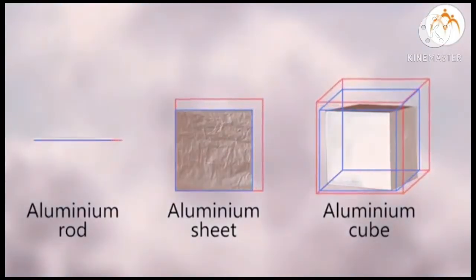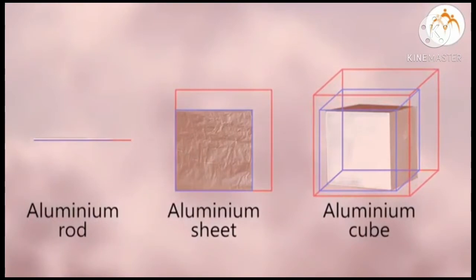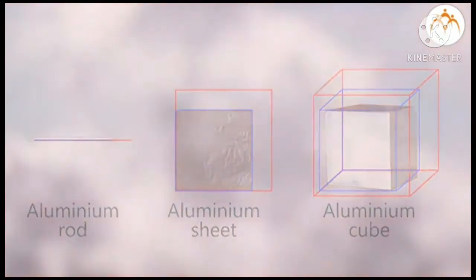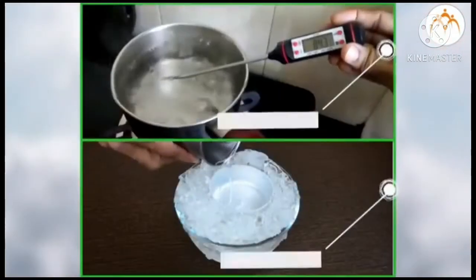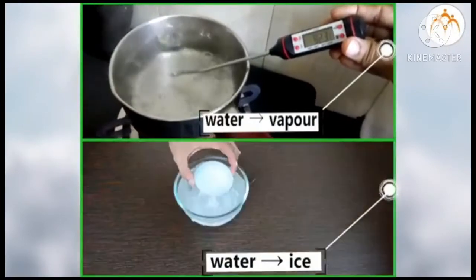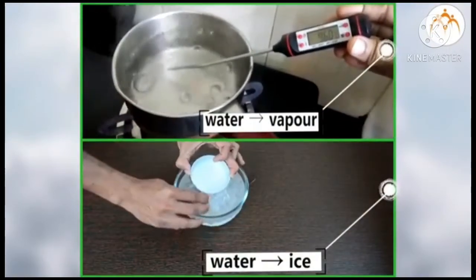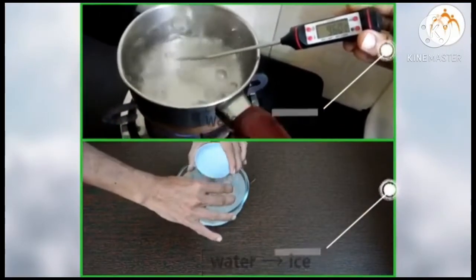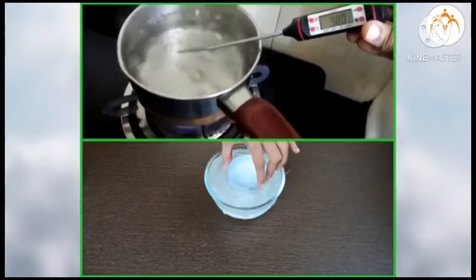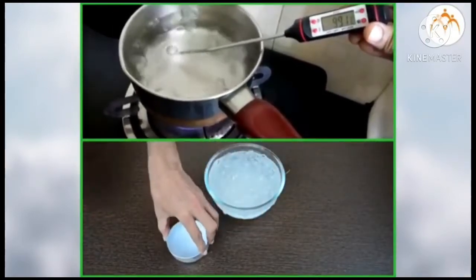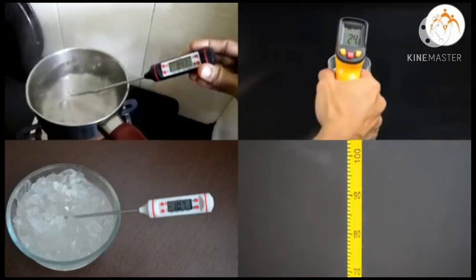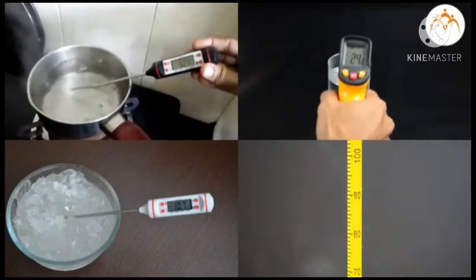Substances respond by change in length and volume when heated or cooled. State change also occurs as a result of heat transfer, like water turning into ice and water turning into water vapor. Let us explore more about heat. We will see how it is measured and its effect on properties of substances.